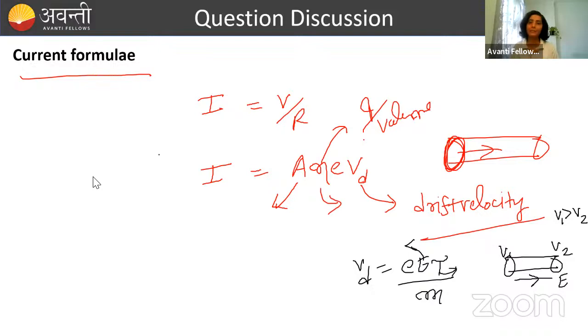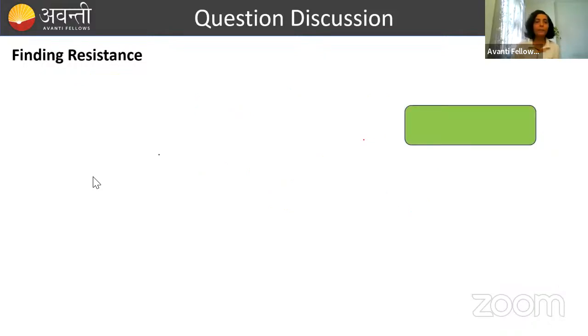Tau is the relaxation time. You all must have studied about it. m is the mass of the charged particle. e tau by m, okay? Generally, this is the mass of the electron. Done. तो अब यहाँ पे देखो, finding resistance. Why have I included this one?